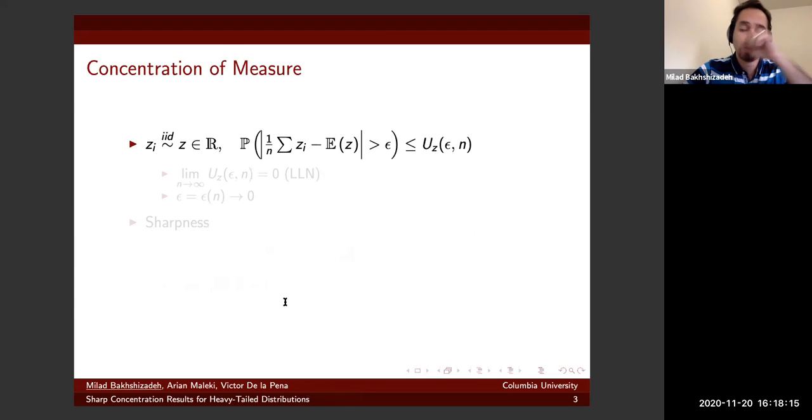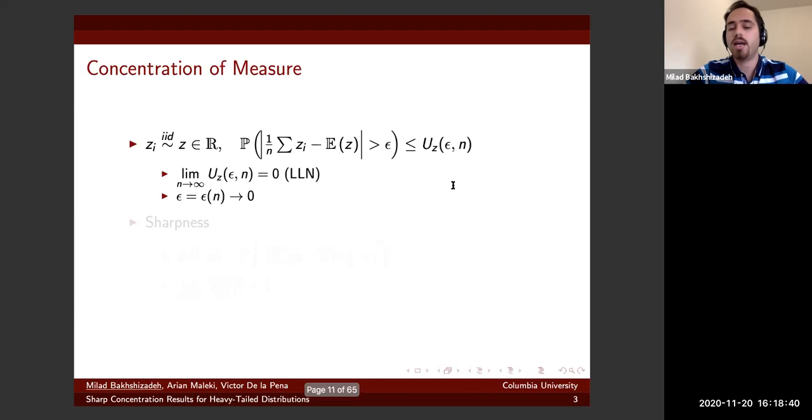To formulate the problem formally, we have Zi, IID random variables. We are interested in the probability of deviation of the sum from its expectation, and we want to upper bound it in terms of the deviation bound epsilon and the sample size n. By the law of large numbers, we know this upper bound goes to 0. The question is how fast this convergence happens. We can ask this question when epsilon is fixed, or when epsilon is a function of n, which vanishes as n goes to infinity.